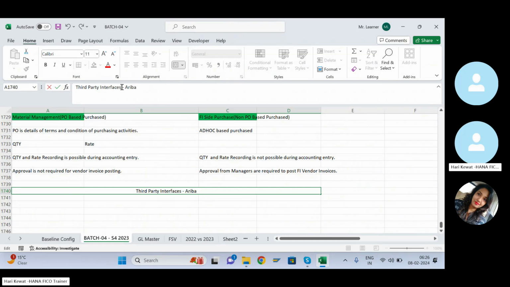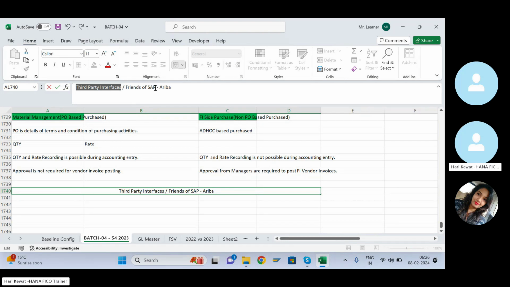These days, rather than saying third party interfaces, we say friends of SAP. This word is very famous, friends of SAP. So we don't say third party, they are our SAP brother and sister. So we say friends of SAP. This word is very famous these days. Friends of SAP means all the third party interfaces which are directly or indirectly connected with SAP.